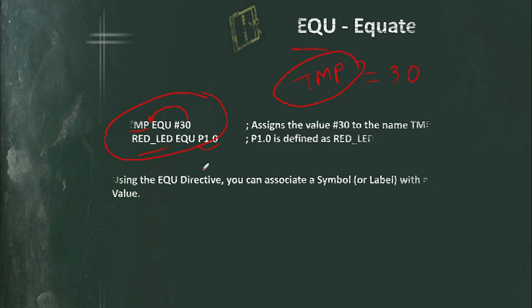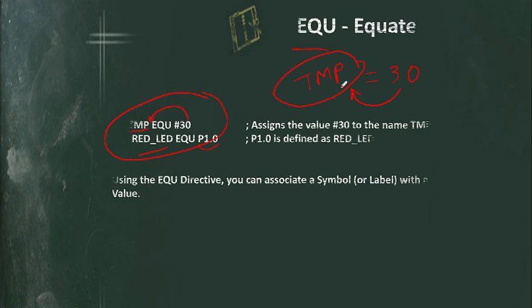Defining some number to a particular name and equating that to a particular name is called the equate directive. So we are just informing the assembler that the number 30 is assigned to TMP. So wherever we use TMP, it is nothing but 30. You will come to know about the usage of this when we write programs. I'll just give an example.